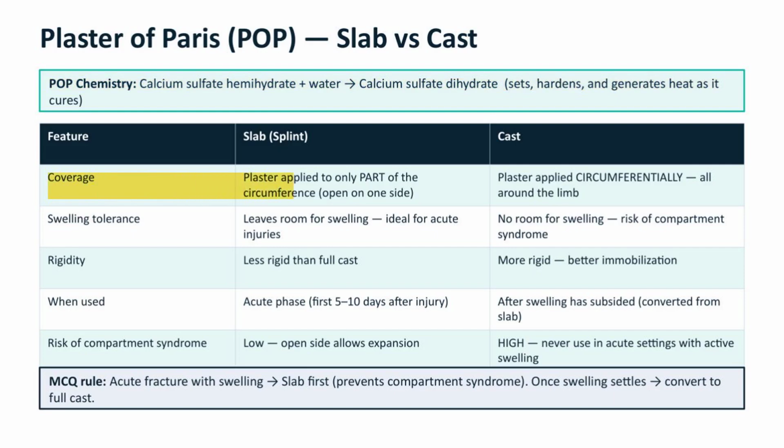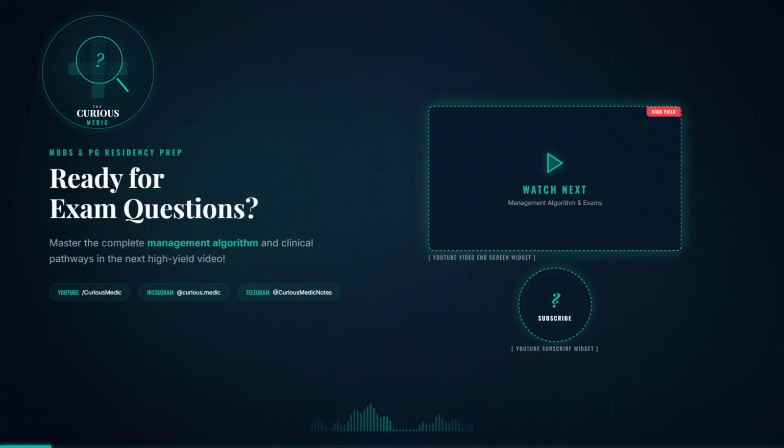Now, the slab, also called a splint. Plaster is applied to only part of the circumference. This leaves room for swelling. It is used in acute injuries to prevent compartment syndrome, and it is later converted to a full cast once swelling subsides. Next, the cast. Plaster is applied circumferentially all around the limb. It is more rigid, giving better immobilization, but it is not used in acute settings due to the risk of compartment syndrome.